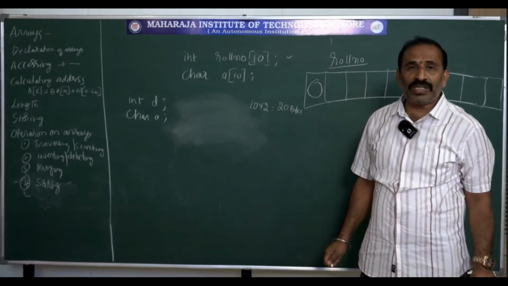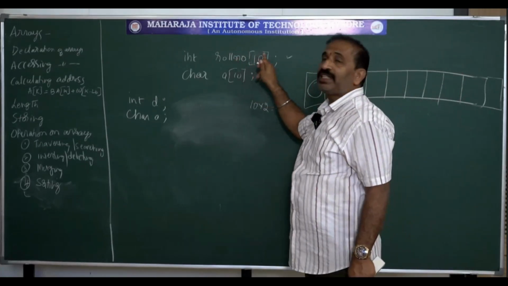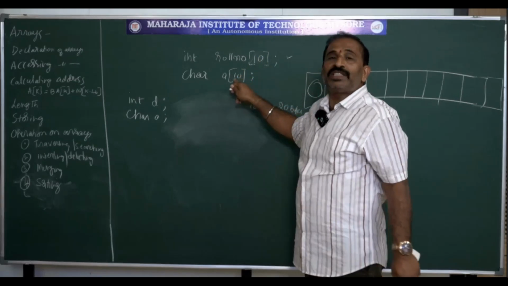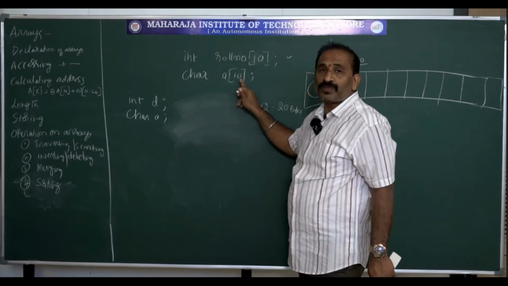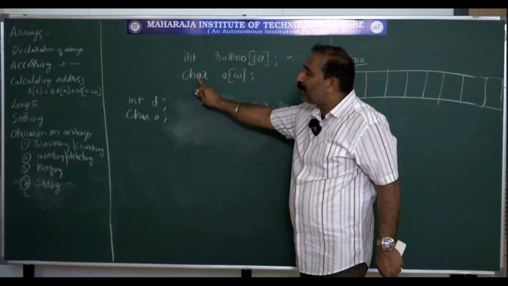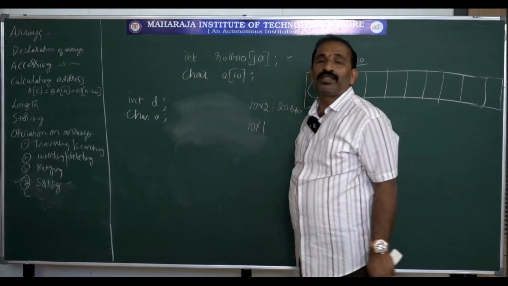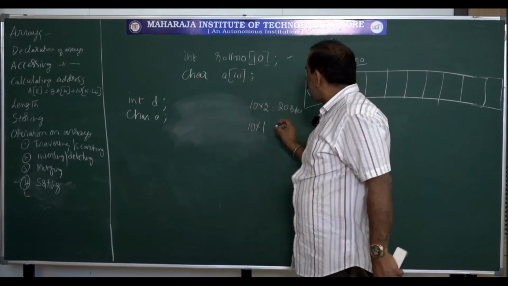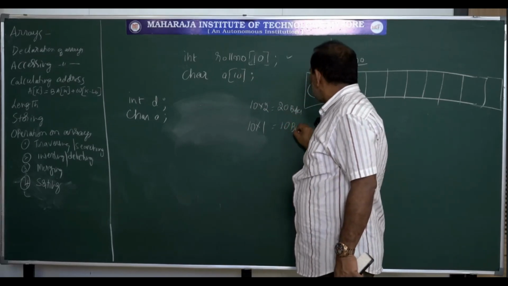You will be storing an array with the size of 10. You can estimate yourself now: character A[10]. It means A is an array of type character. So therefore it is 10 into 1, because each character is taking 1 byte. Just now I told you it is 10 bytes.